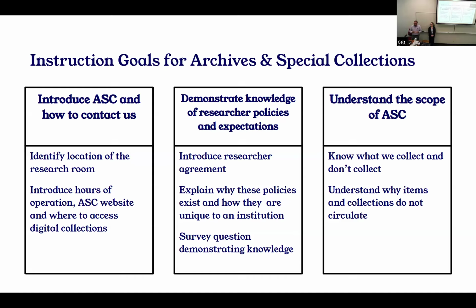And then also understand why items and collections do not circulate. So some of our items that we have are listed in the library catalog. And even though a student could come down and look at a book, explaining why these things do not circulate, they don't leave our research room, and why that's important. Many times these things are one of a kind, they would be irreplaceable, and so we want to sort of stress that in that process for our instruction.